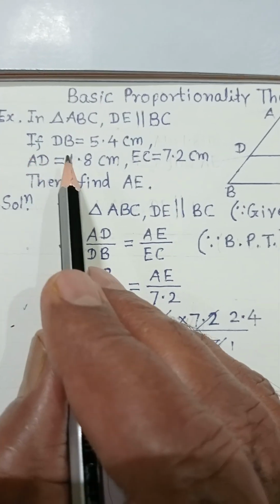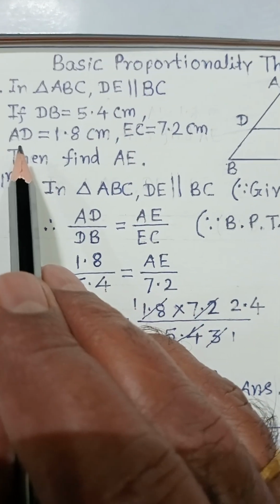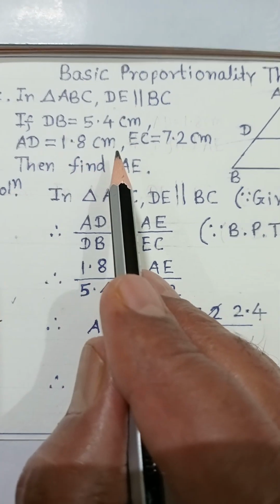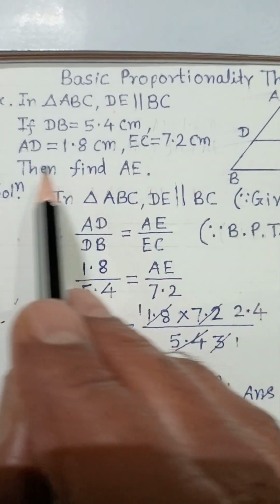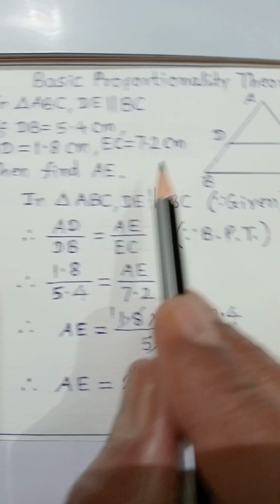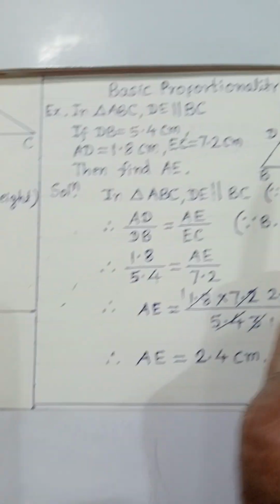If DB is equal to 5.4 cm, AD is equal to 1.8 cm, EC is equal to 7.2 cm, then find AE. We have to find AE.